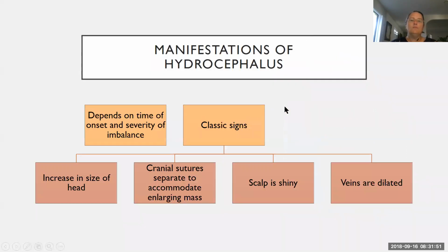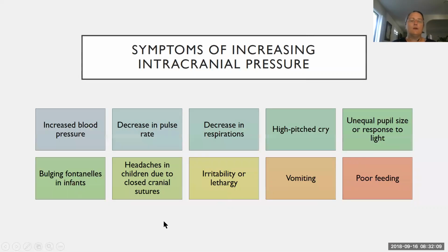The manifestations depend on the onset and severity. You're going to see an increase in head size. Those cranial sutures sometimes will separate to accommodate the increased fluid. The scalp can be shiny. The veins can be dilated. Those are classic signs of hydrocephalus. And this is one of the reasons that we want to do a good measurement of that baby's head.